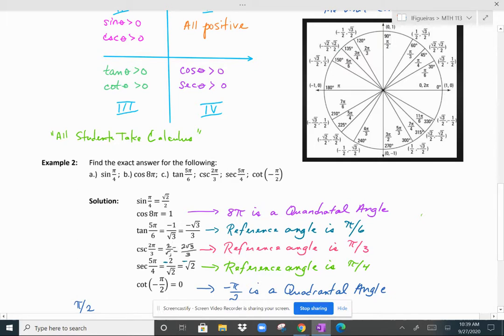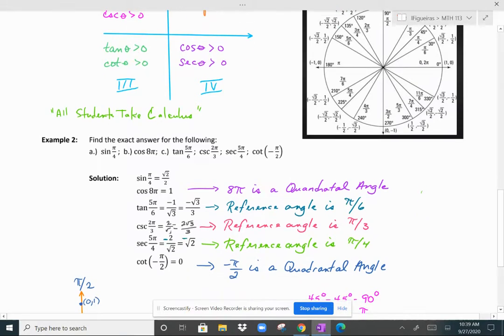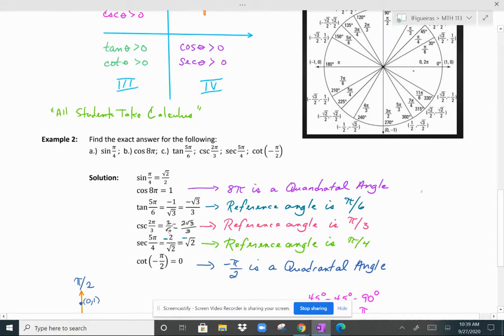Which is cotangent of negative pi over 2. That again is a quadrantal angle, which means you've gone backwards. And so negative pi over 2 is right here. It's the same position as 3 pi over 2. Cotangent is cosine over sine, so that's 0 over negative 1, so it has a value of 0.